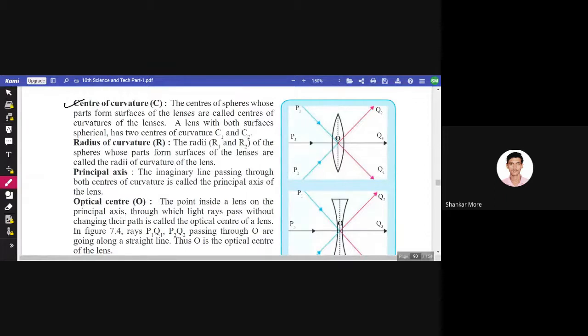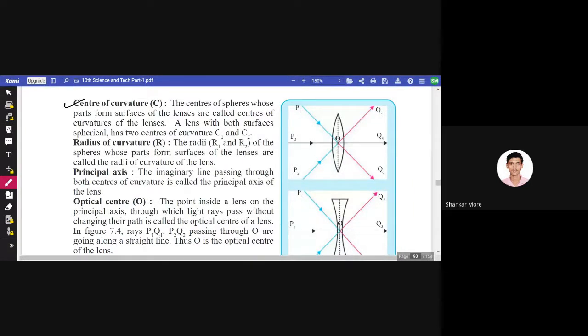रेडियस तो आपको पता ही है, स्पेयर की रेडियस हो या फिर सर्कल की रेडियस हो. So that is radius of curvature. It is called radius of curvature. Principal axis, the imaginary line passing through the center of curvature is called as the principal axis. तो सेंटर ऑफ कर्वेचर से जो इमेजिनरी लाइन पास होती है उसे हम प्रिंसिपल एक्सिस कहते हैं, या फिर हम डायमीटर भी जो हम कह सकते हैं ना, if we talk in language of circle.